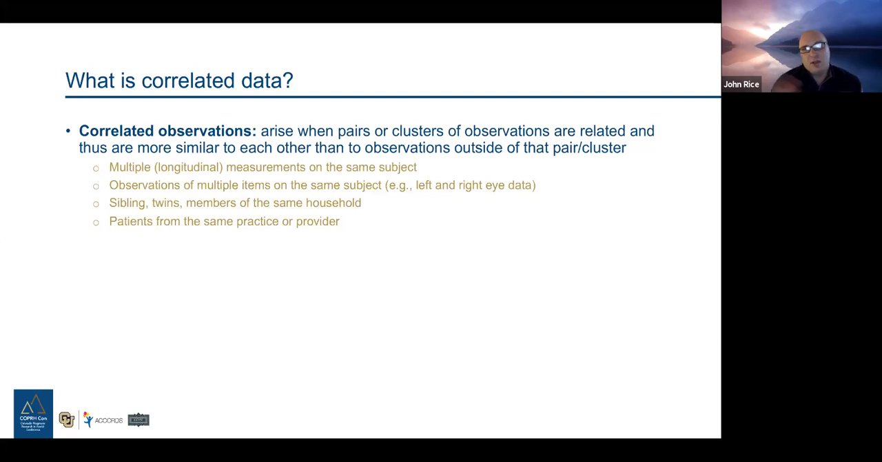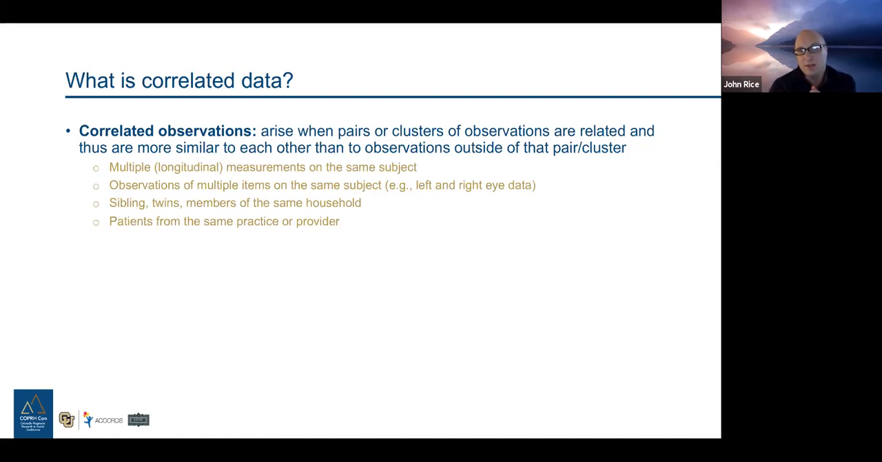So first, what is correlated data? Correlation arises when either pairs or clusters larger than pairs of observations are related and therefore more similar to each other than they are to observations outside of that cluster. This can arise in a number of ways. This could be repeated measures on an individual person, a patient observed over time. It can be observations of different items on the same subject, which often comes up when you're looking at, for example, left versus right eyes. One might serve as a control and the other is exposed to some sort of treatment.